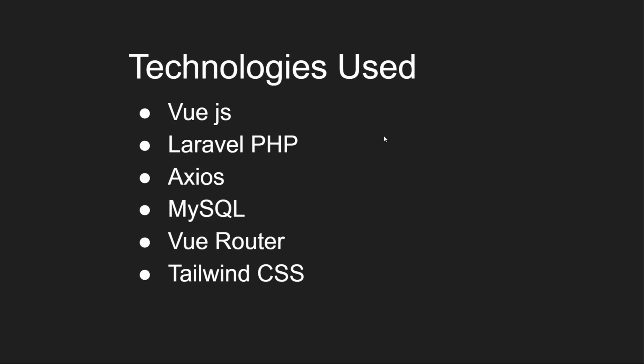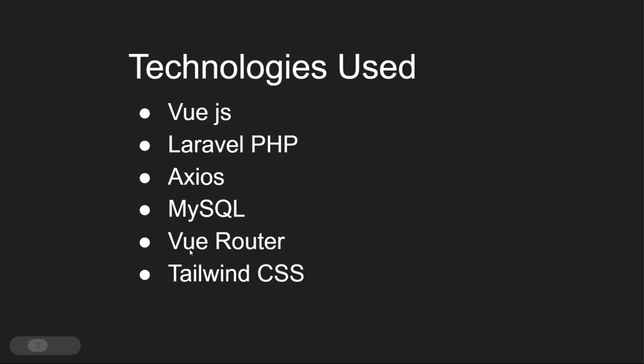So the technologies that we are going to use are, of course, the frontend framework, which is Vue.js, and then a backend framework, which is Laravel, for PHP. Axios enables communication. We're going to send these together with the HTTP requests to fetch data from the backend. We're going to download this inside our Vue.js frontend. And then our database is going to be MySQL.